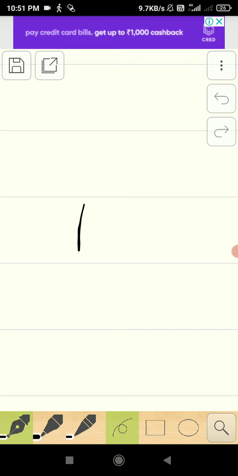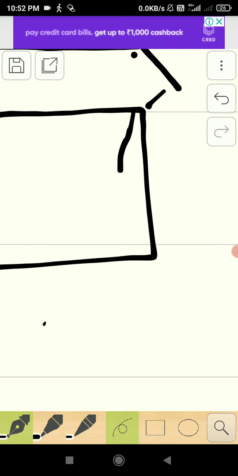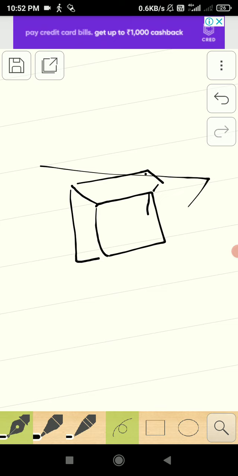Today's interesting topic is the middle ear cavity. The middle ear cavity is a cubical chamber. So this cubical chamber is present within the petrous part of temporal bone. So this is the petrous part of temporal bone. The middle ear cavity is present within the petrous part of temporal bone. It is also called a tympanic cavity. So it is roughly cubical in shape.